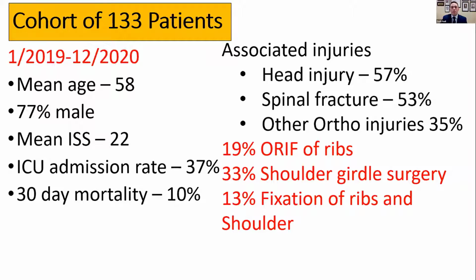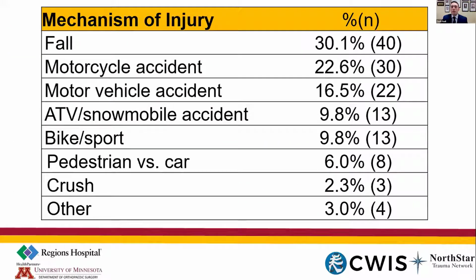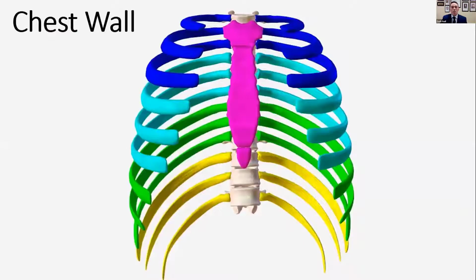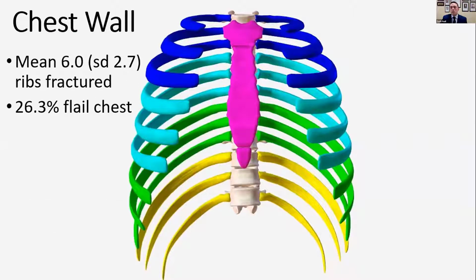So associated injuries, a lot of them with head injuries, spinal fractures, other ortho injuries, and a fifth of them underwent rib fixation, a third went shoulder girdle surgery, and then 13% had fixation of both the ribs and their shoulder. So for mechanism of injury, the majority of them were falls. Otherwise, we have our motorcycle accidents, motor vehicle accidents, ATV accidents, pretty common stuff. So to characterize the chest wall injuries that these patients had, on average, they had 6 ribs fractured.